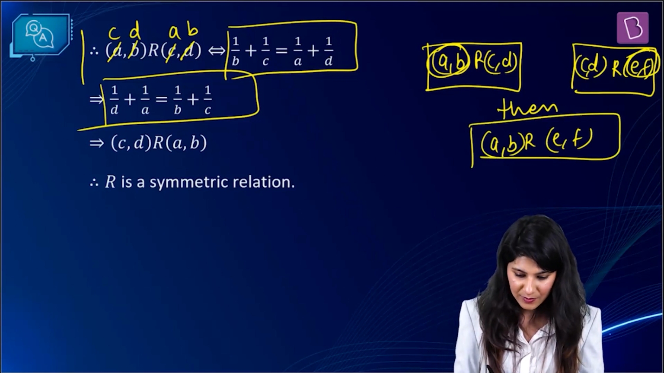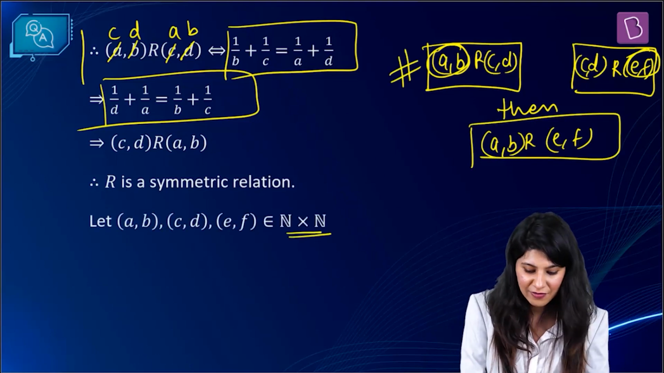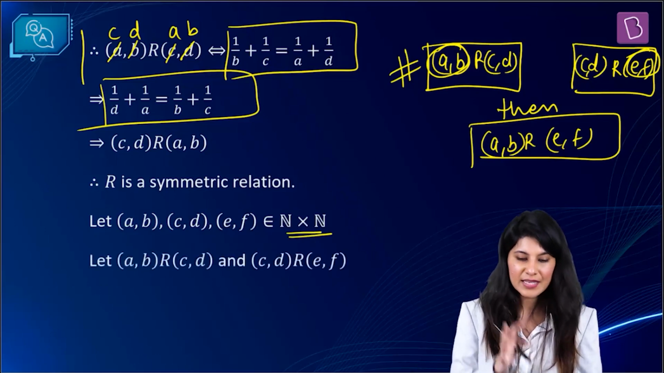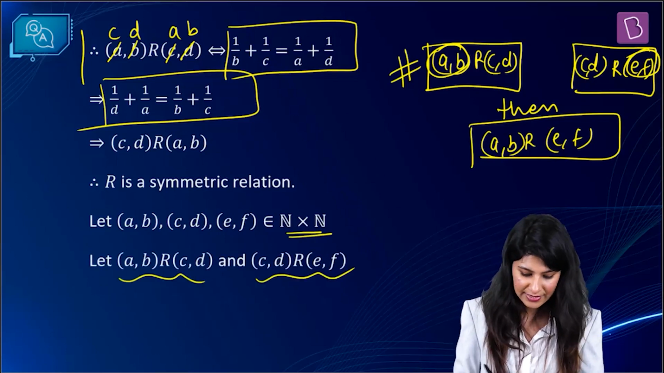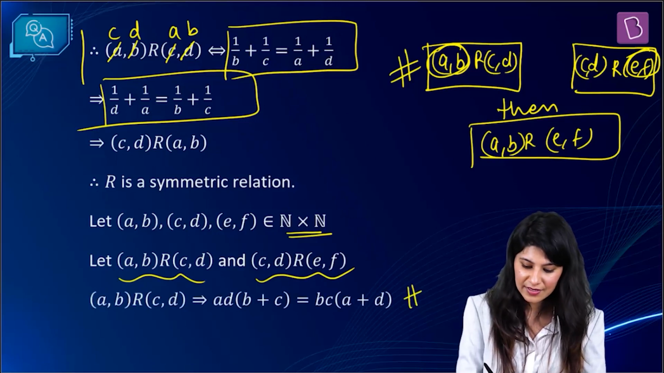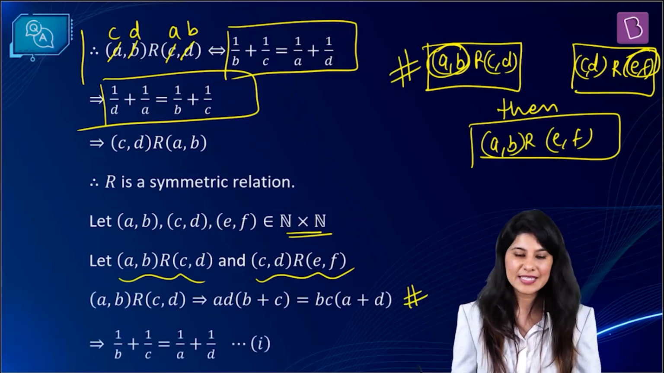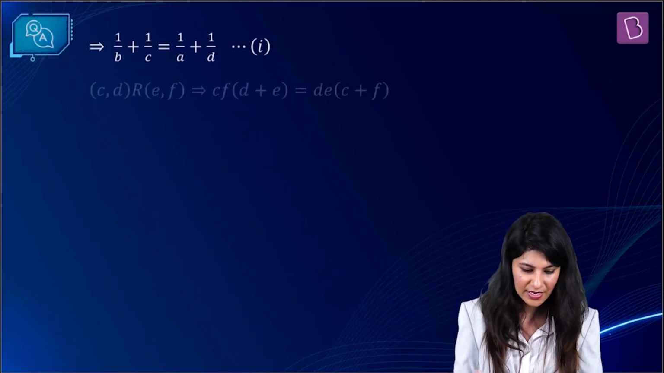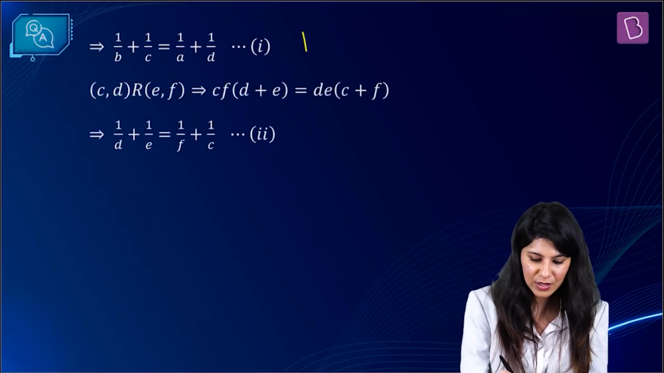Okay, so let us assume these three ordered pairs, (A, B), (C, D), (E, F), are from N cross N. Of course, (A, B) is related to (C, D), and (C, D) is related to (E, F). If this is true, then this equation will hold true. We have the modified form, which is 1/B + 1/C = 1/A + 1/D. Similarly, for (C, D) related to (E, F), 1/D + 1/E = 1/F + 1/C. We have two equations with us.